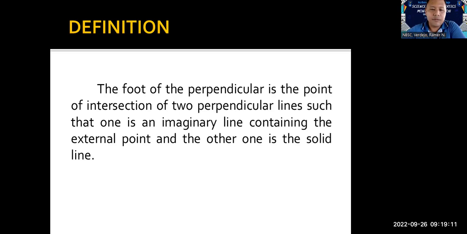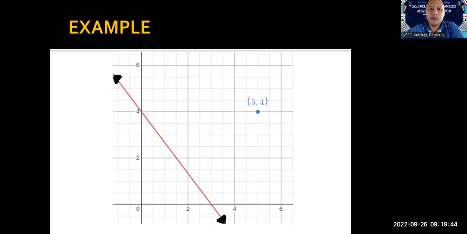So this is the definition. The foot of the perpendicular is the point of intersection of two perpendicular lines, such that one is an imaginary line containing the external point and the other one is the solid line. So whenever you have the external point, just imagine that there is a line containing that external point and that imaginary line is perpendicular to the given solid line. So this is an example.